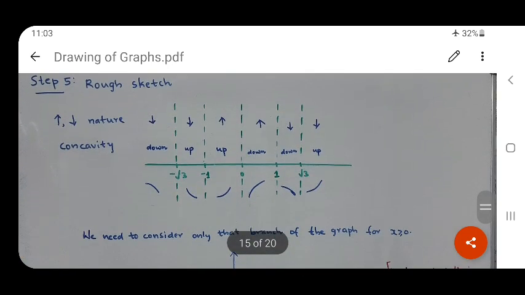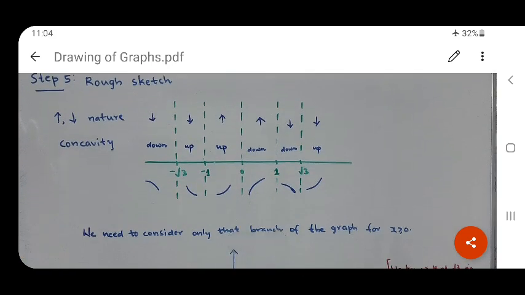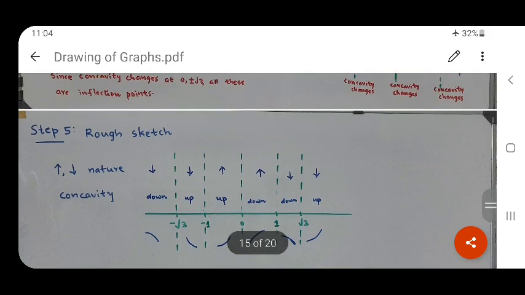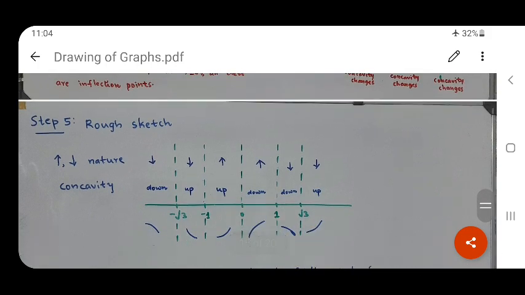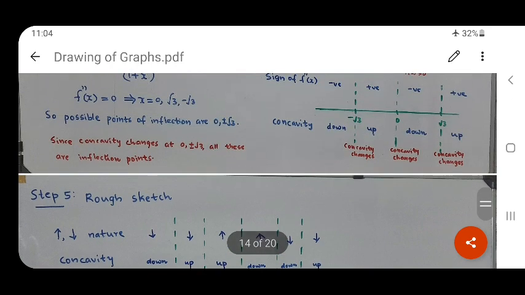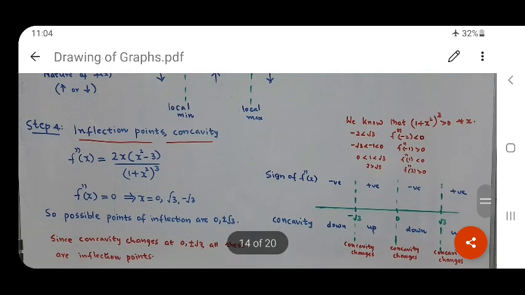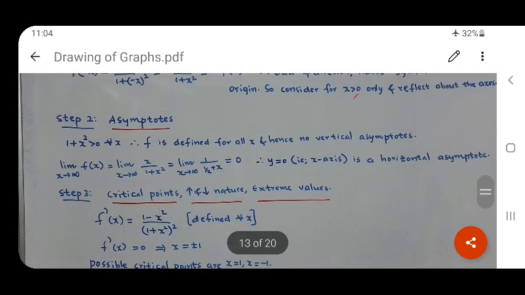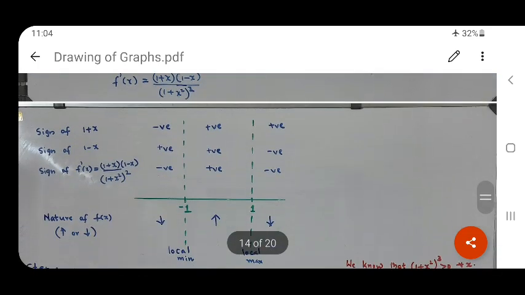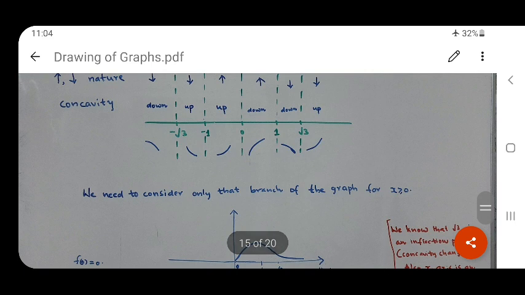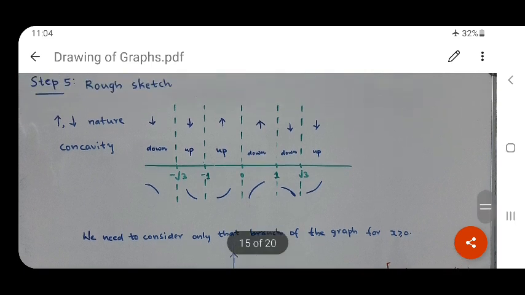Then we consolidate the possible curve roughly from steps 3 and 4. The entire real line is split by the critical points as well as the points of inflection. The critical points are x equal to plus or minus 1. So we have 5 points which divide the entire real line into 6 intervals: minus infinity to minus root 3, minus root 3 to minus 1, minus 1 to 0, 0 to 1, 1 to root 3, and root 3 to infinity.